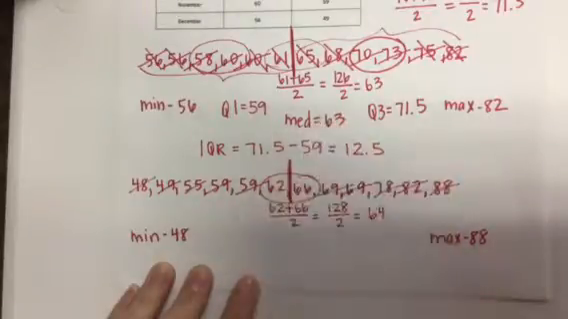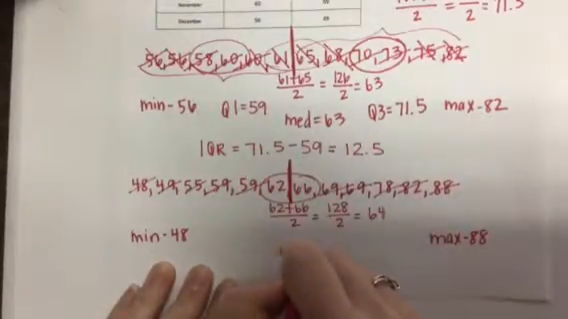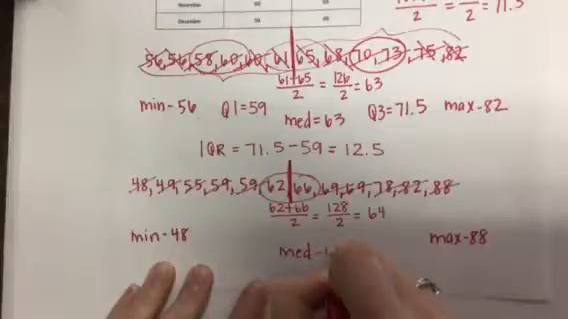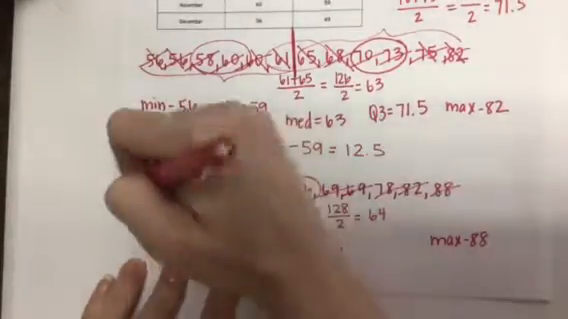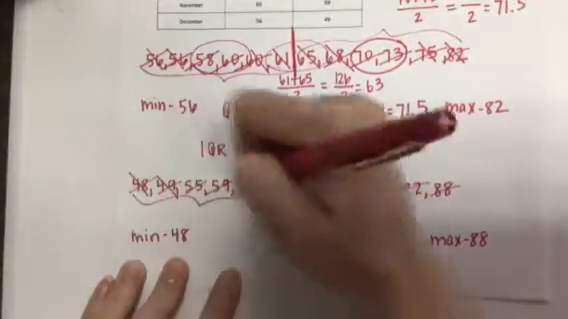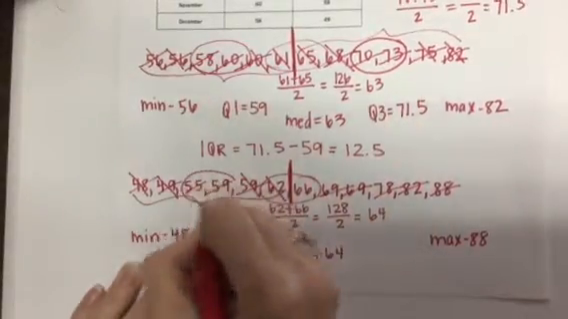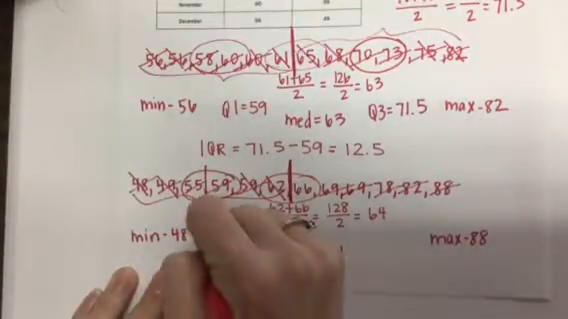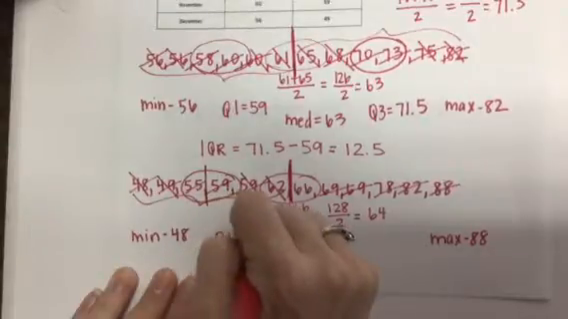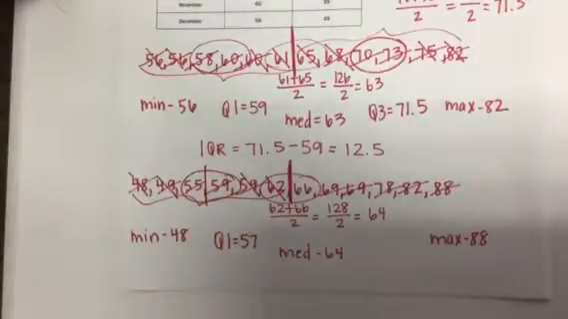So I know that my data is split right here in the middle, and so I have a median of 64. So I'm going to look at these numbers down here once again, and I'm going to find their median. So I get rid of a low one and a high one until I come to these 2 numbers right here, and I know that right in the middle of 55 and 59 is 57, so my Q1 is 57.